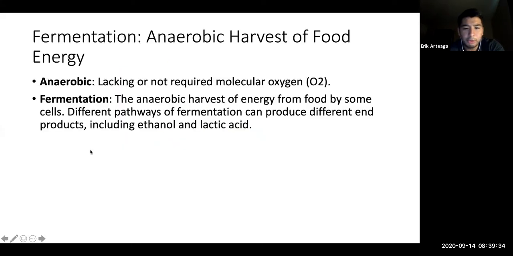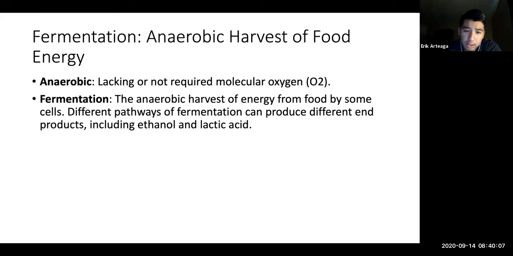Okay. So fermentation, we talked a little bit about fermentation already. I talked about you being able to ferment if oxygen is not present, or if you're working out too vigorously, you have the lactic acid fermentation, right? So anaerobic means lacking or not required molecular oxygen or O2. Fermentation is the anaerobic harvest of energy from food by some cells. Different pathways of fermentation can produce different end products, including ethanol or lactic acid, right?